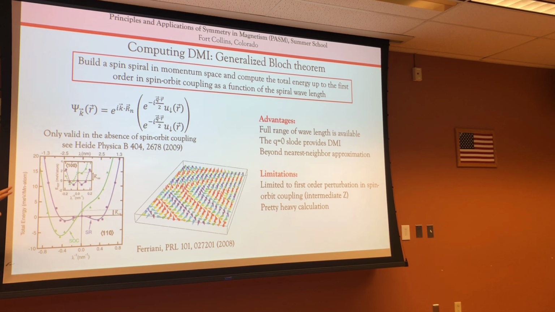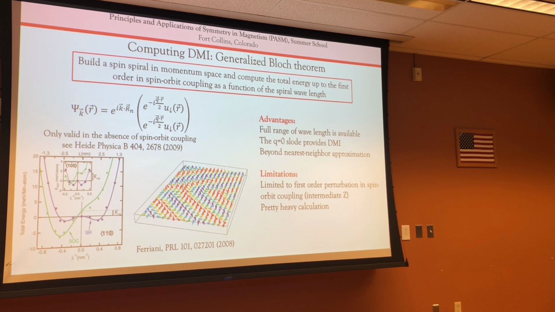The main limitation is that you can only calculate the effect of the spin-orbit coupling from a perturbation theory point of view. So only to the first order, perhaps second order in spin-orbit coupling, but things can become very, very quickly difficult. So it has been massively used for transition metal interfaces.